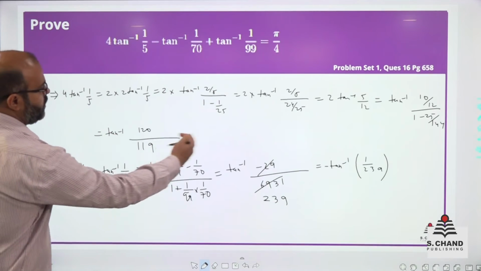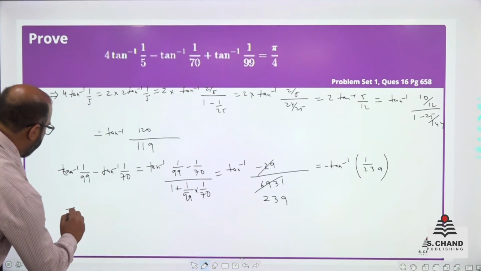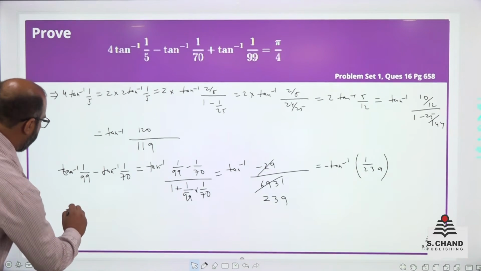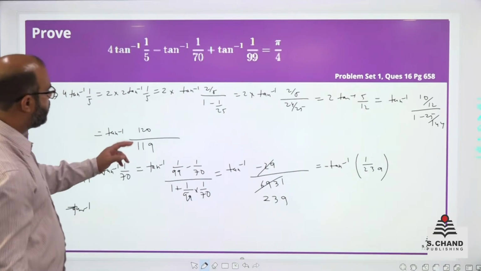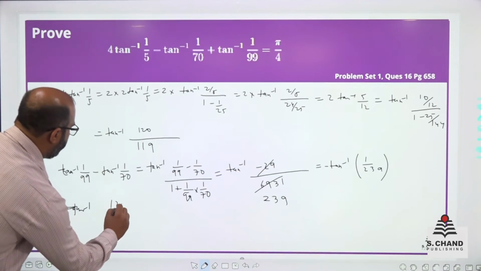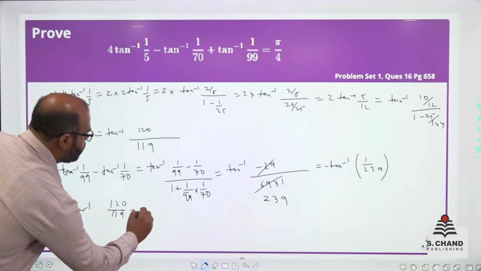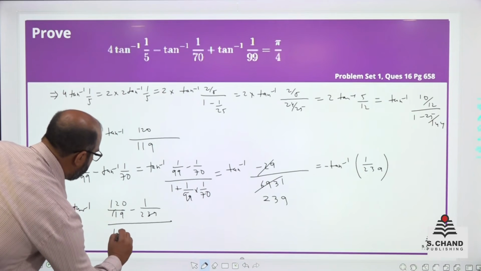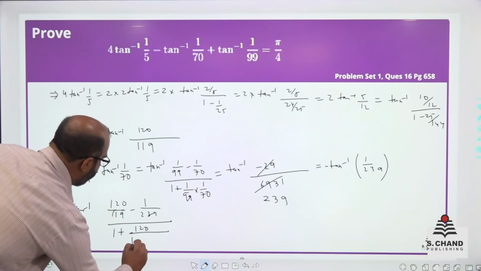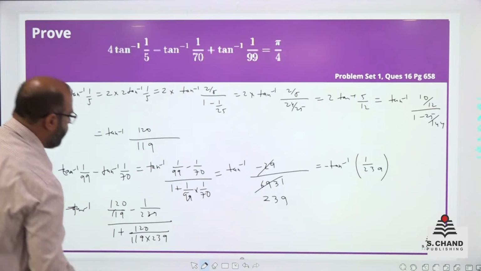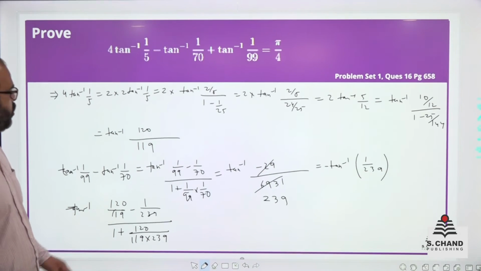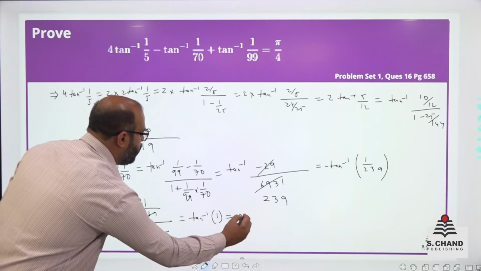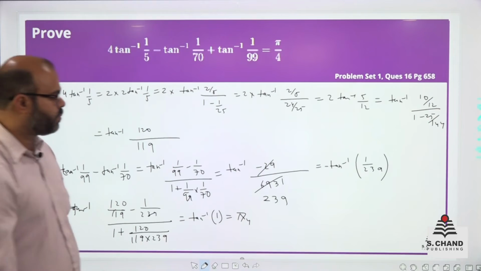So now tan inverse of this plus tan inverse of that. So tan inverse of (x minus y) that is 120 by 119 minus 1 upon 239 by 1 plus 120 by 119 into 239. And when you do the calculation, you will get this value as tan inverse of 1, leaving the calculation to you, which is pi by 4, hence proved.